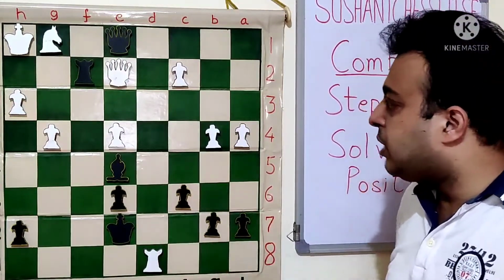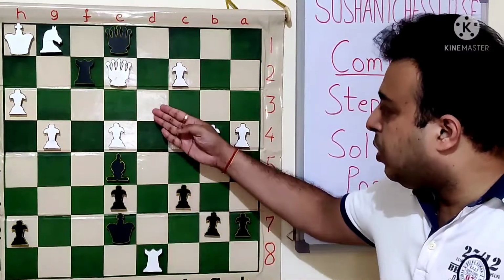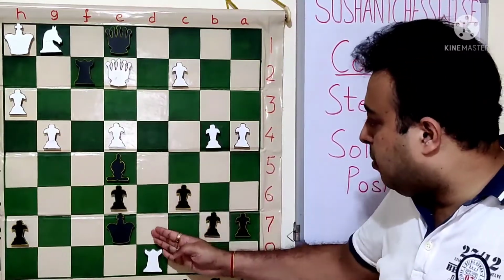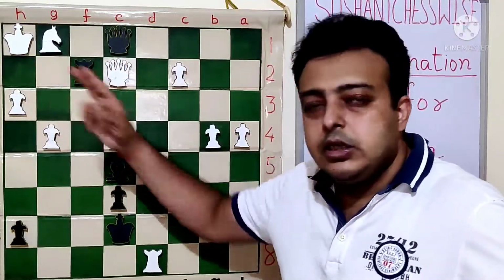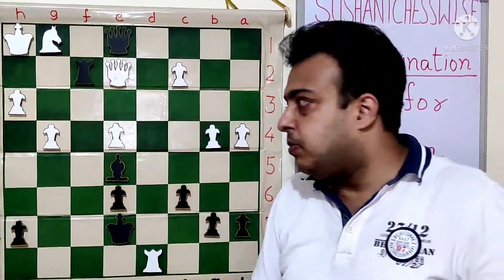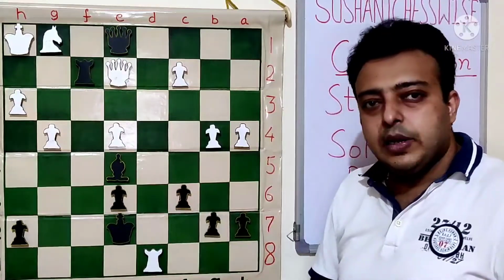Rook d7 check can be simply captured. Rook d7, king takes d7, queen d3 check is there. But after king c7, it becomes a no-check position. There is a waiting threat on h2 which cannot be stopped. So this position is losing for white.